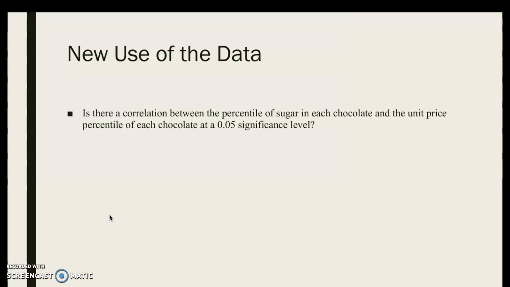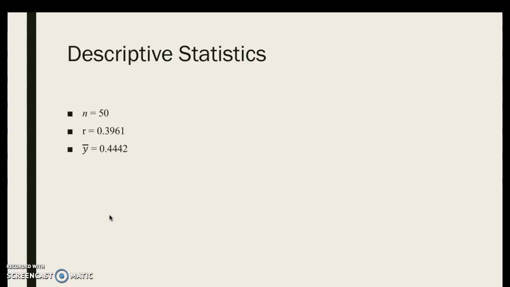The new use of data, or the question that I'm asking, is: is there a correlation between the percentile of sugar in each chocolate and the unit price percentile of each chocolate at a 0.05 significance level? And what I did to figure this out, sorry. The descriptive statistics were n equals 50. There were 50 candies from the data, with an r value of 0.3961, and with an average of the unit price percentile of 0.4442.